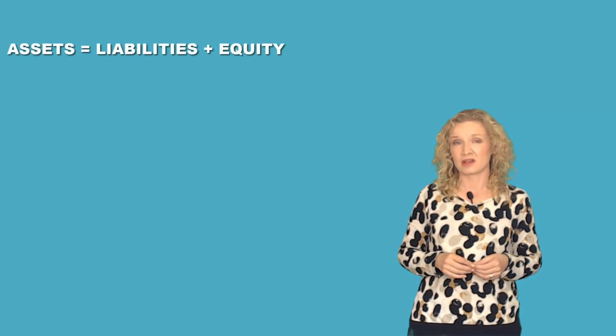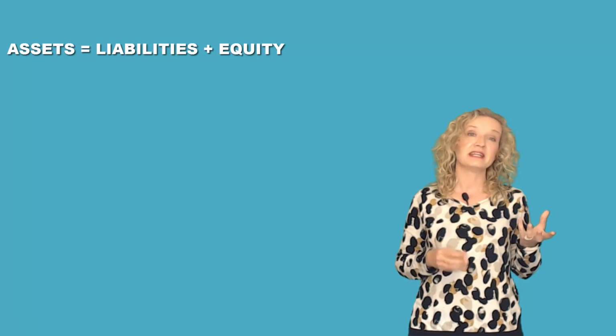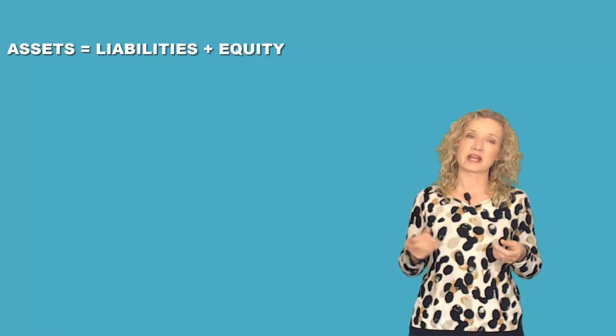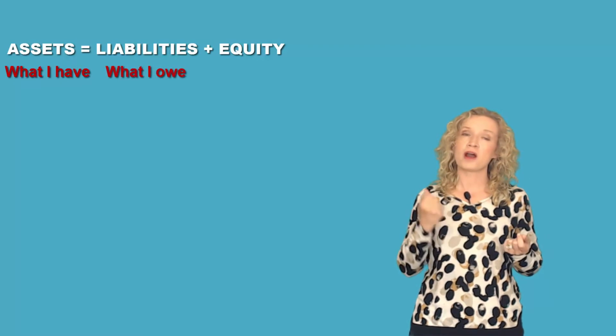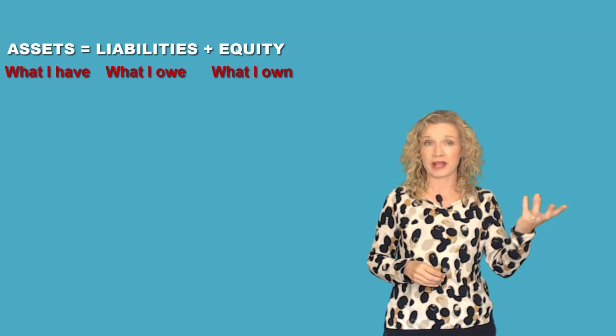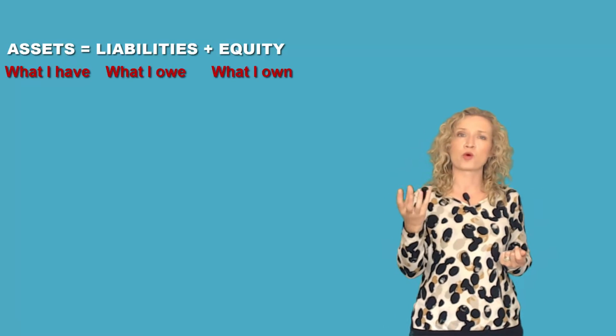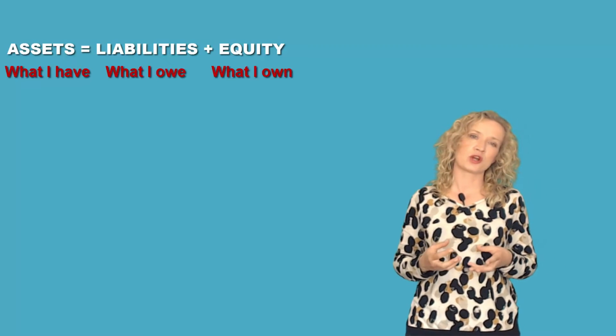Now, accounting and preparing the financial statements are all based around the accounting equation. And the accounting equation basically says assets equals liabilities plus equity. What I have, what I owe, and what I own. For example, you have a house, what I have. You owe your mortgage, what you owe, and you own the equity, what you own.